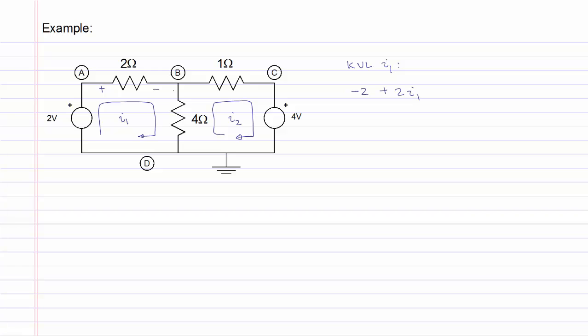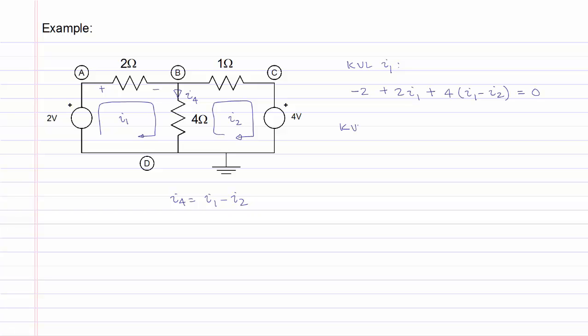For the 4 ohm resistor, the current flowing in the downward direction, we will call that I4, and I4 will be equal to I1 minus I2. And the voltage drop across this 4 ohm resistor, given with a positive sign, will be 4I4, or 4 into (I1 minus I2). And this will be equal to 0 to satisfy KVL.